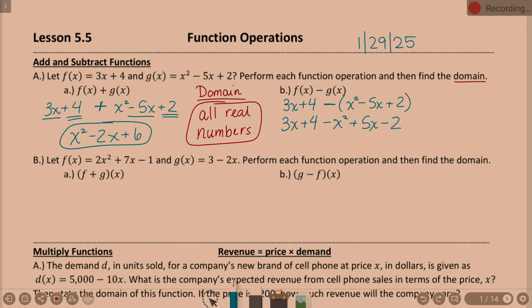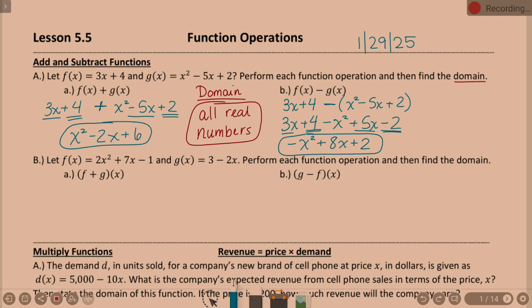What do we have? What do you think I'm going to start off with? Negative x squared. I'm going to put that highest power first. So there's a negative x squared. Plus what? 8x. 3x and 5x is plus 8x. Plus 4 minus 2 becomes a positive 2. So we end up with negative x squared plus 8x plus 2.